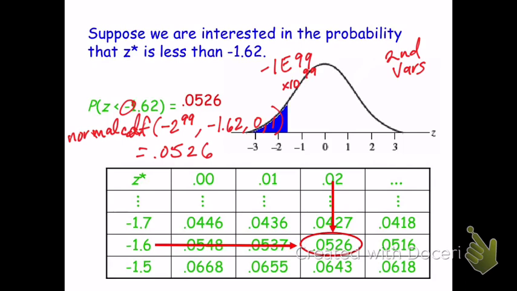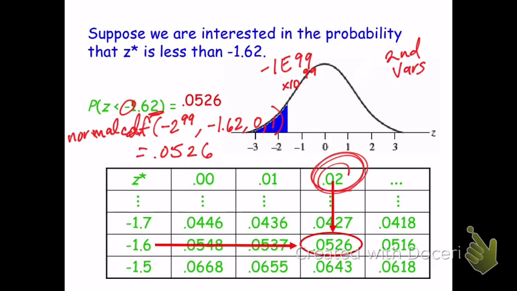And it gives me the probability, 0.0526. You can kind of locate that. What does the 0.02 represent again? The 100th place. So if my z-score is negative 1.62, I have to go to the 0.02 column because that's the 100th place. So you go down to 1.6 and then over to 0.02 because that represents the 100th place.